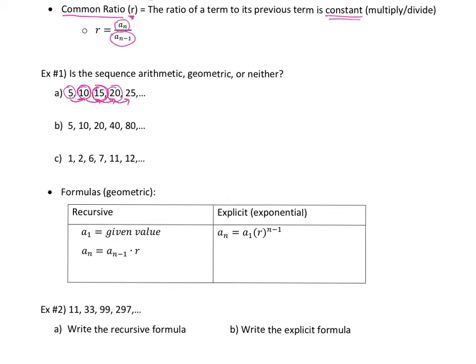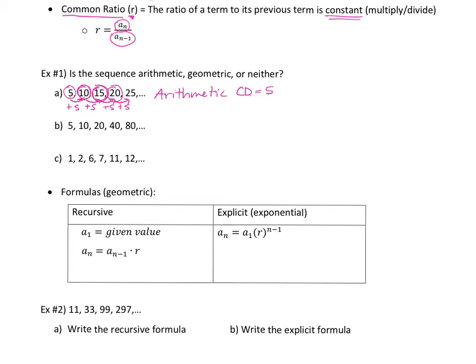This one works with the subtraction. If I go 10 minus 5, I get a positive 5. So that means I am adding 5 each time. Okay, and you can see that continues all the way through. So if I'm adding, that's an arithmetic sequence where our common difference is 5. Okay, it's whatever you're adding each time.